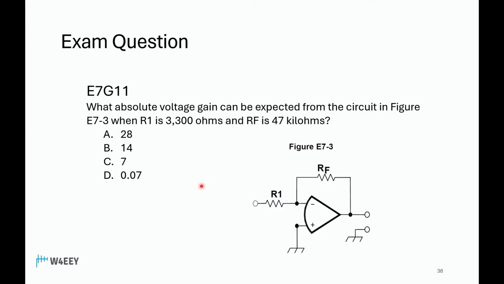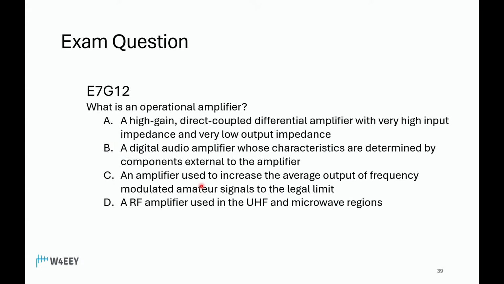Here's another one. In this case, R1 is 3,300 ohms, and RF is 47 K ohms. Bravo. It does work out to Bravo. 47 divided by 3.3 works out to 14. The bigger divided by the smaller. And be careful of K versus ohms. You have to do some unit conversions there.